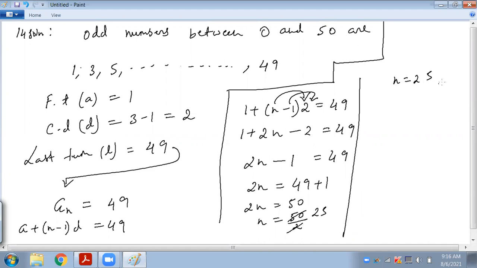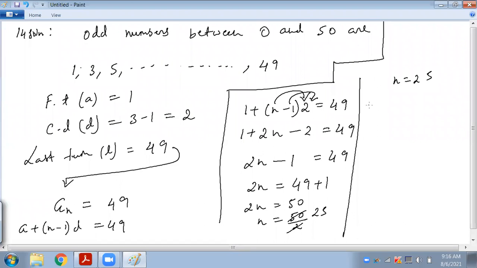And if you don't get n as a natural number or positive integer, then it will be wrong. n cannot be negative or n cannot be a fraction. Number of terms cannot be negative or a fraction. And if the value of n is negative or a fraction, that means something is wrong. Now we got 25. It is positive, and we got 25, so it is a positive integer, so it is correct.